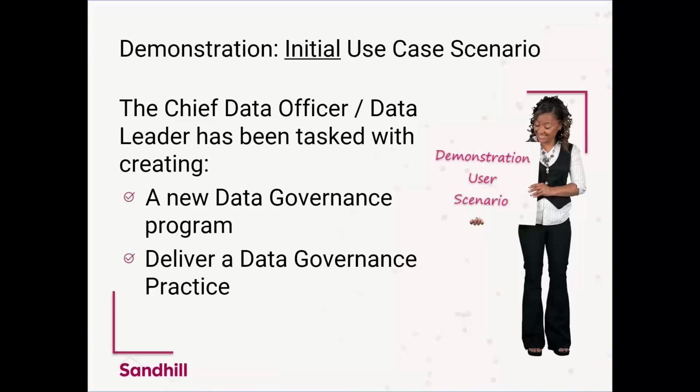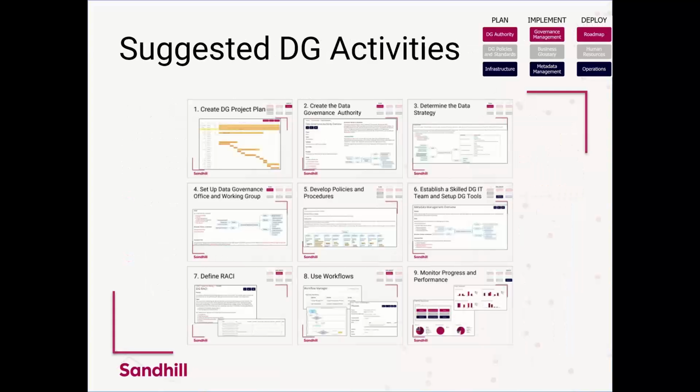Now, the user scenario that I've got here is that we've got the Chief Data Officer. They've been asked to set up a new data governance program and to deliver a data governance practice. So quite a simple user scenario. And what we've got here are some suggested activities that can guide you through the various steps and activities that we need to do. And of course, this is all provided through Compass itself.